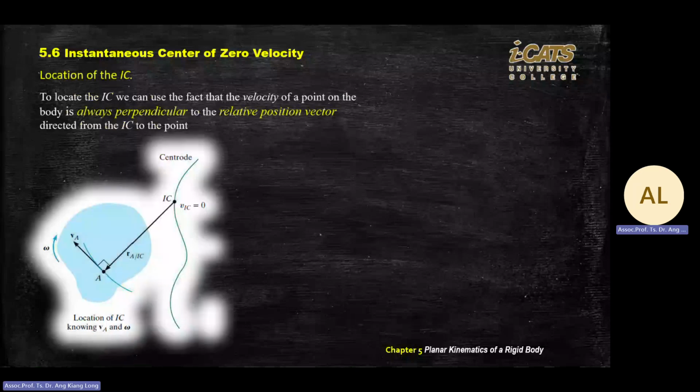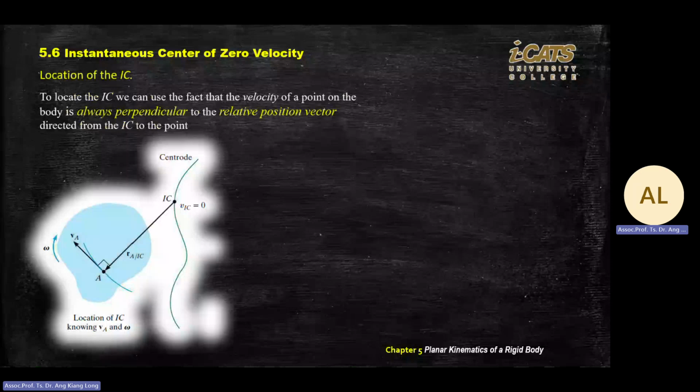Okay, so this one is another section. Another method of finding VA relative to IC, the instantaneous center, where you always have zero velocity. We have a centroid and you want to find VA and omega. This is another method of solving what you saw previously. You have this point A on the body, and this method is quite easy and the simplest one.